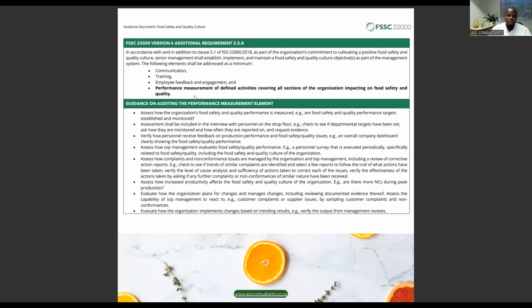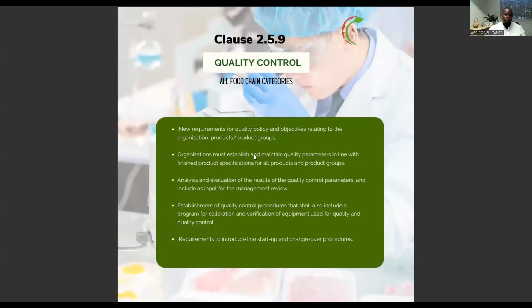But this one, in terms of performance, please check this guidance on auditing the performance measurement element and see if you tick the box in terms of this, if this is being implemented by your side. Very, very important. I can promise you that this clause in version 9 of PRCGS, because it's exactly the same clause, was a major problem for sites to understand, and most sites got findings because it was just not quite well understood as to how it should be implemented.